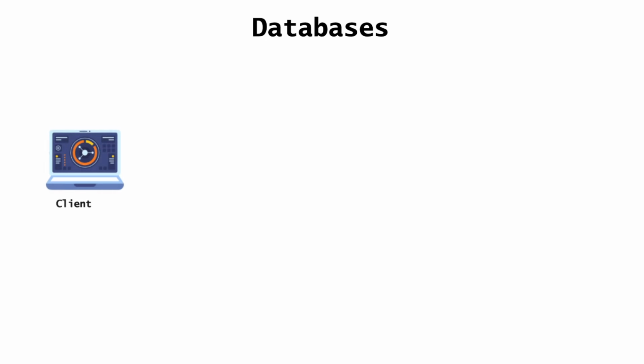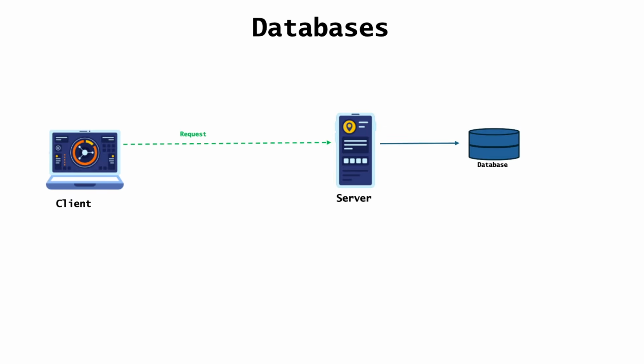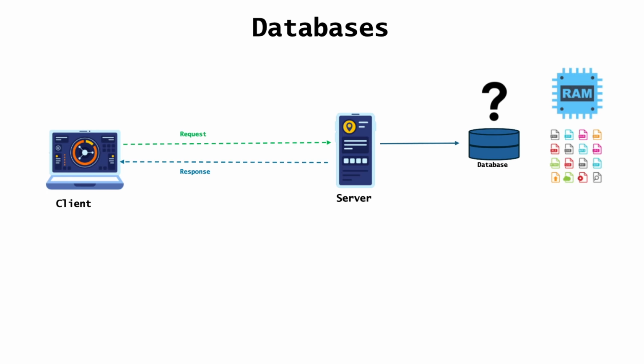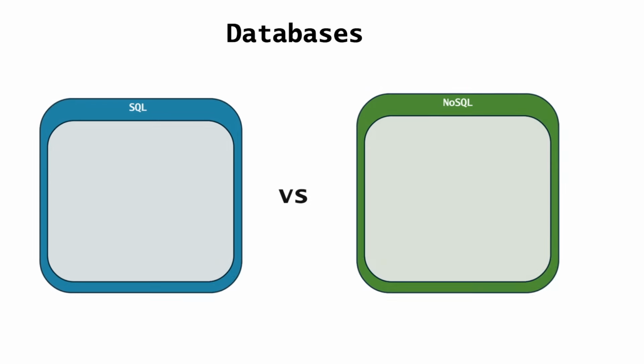Now, when the client makes a request to retrieve, create, or update data, it raises an important question. Where is all that data actually stored? For small applications, we could keep data in memory, or maybe in a simple file. But modern systems handle massive amounts of information. Millions of users, transactions, and events every second. That's why we need dedicated servers to store and manage data efficiently. We call them databases. A database ensures your data is safe, structured, and accessible whenever you need it.